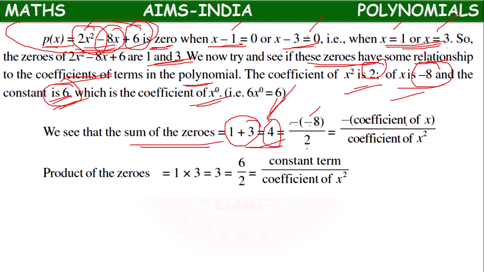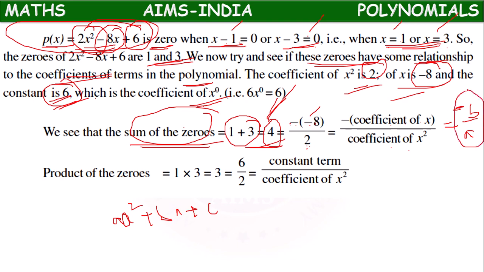Here minus 8 is the coefficient of x and 2 is the coefficient of x square. If the polynomial is in the form ax square plus bx plus c, then the coefficient of x is b and the coefficient of x square is a. So the sum of zeros is minus b by a.